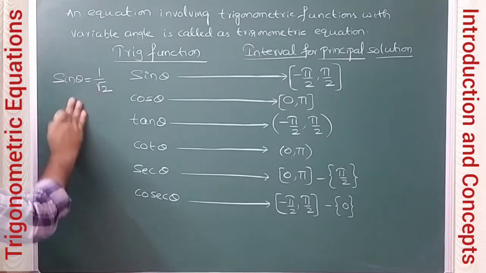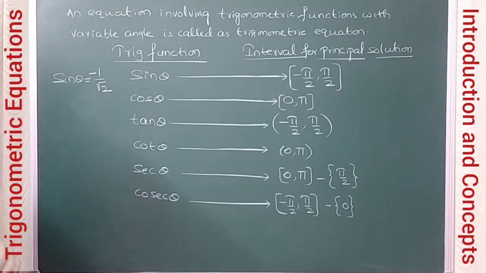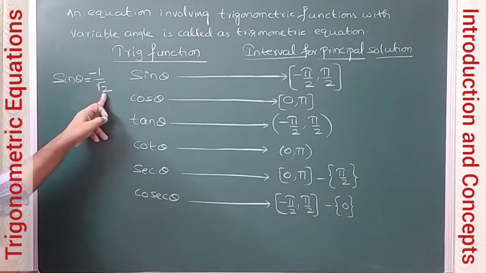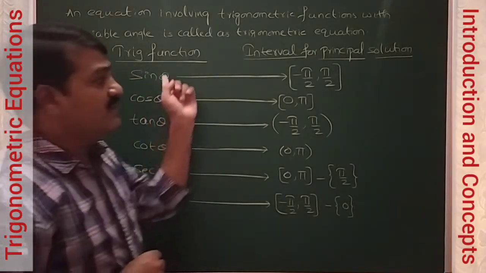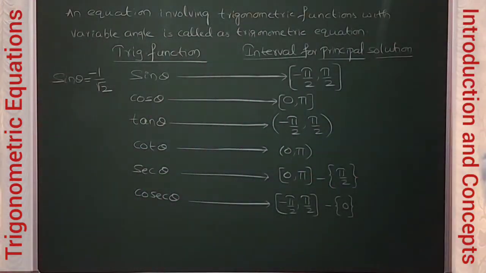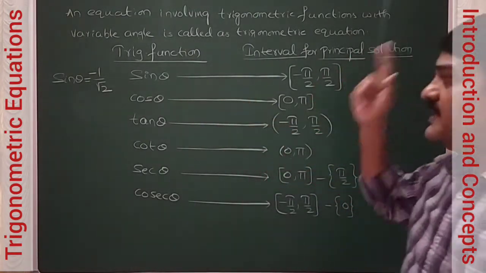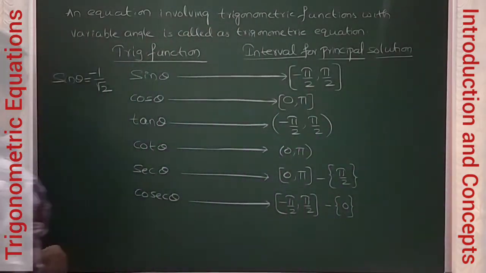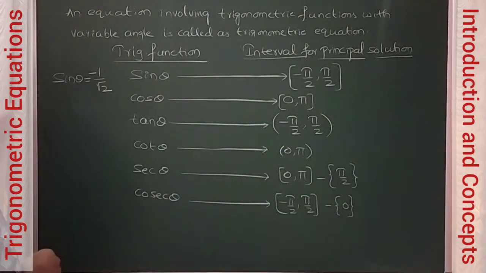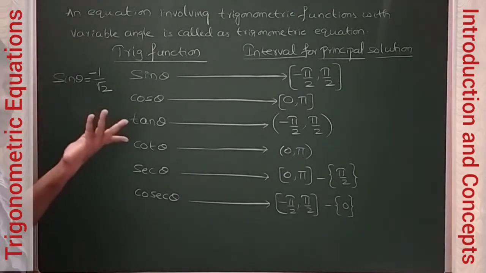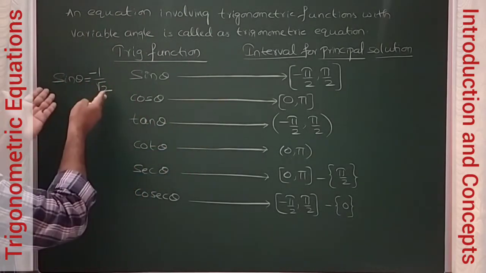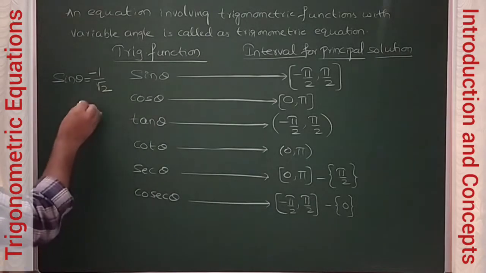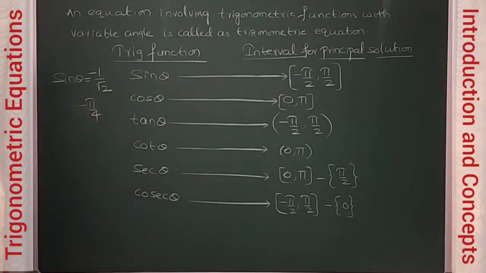Okay, what happens when you have minus 1 by root 2? So whenever you have a negative value, you take a negative angle, that's all. Because sin theta will be positive in the interval 0 to pi by 2, and sin theta is negative in the interval minus pi by 2 to 0. Therefore, whenever a negative value is given for the sin function, very simple, you take a negative angle. So sin theta equals 1 by root 2 is obtained for pi by 4, and minus 1 by root 2 is obtained for minus pi by 4. So minus pi by 4 is the principal solution.